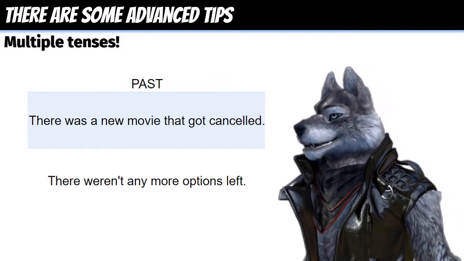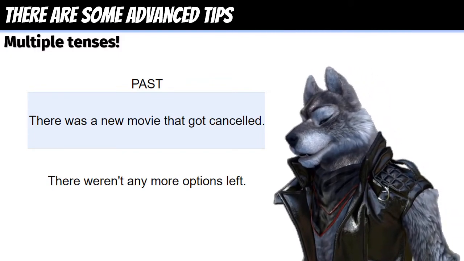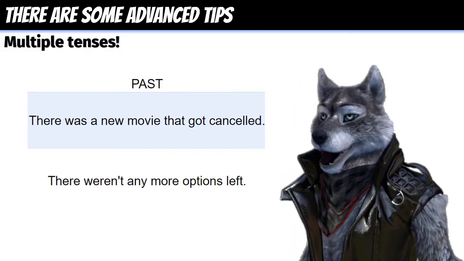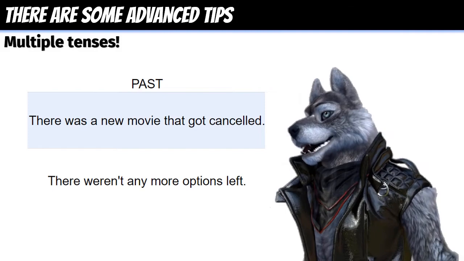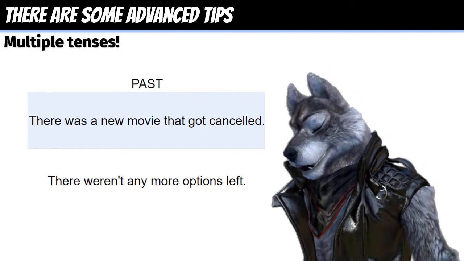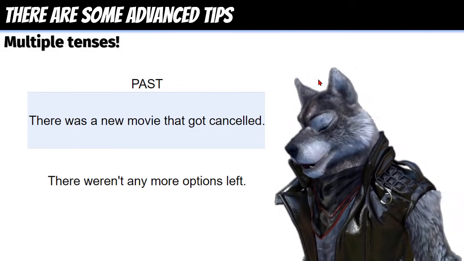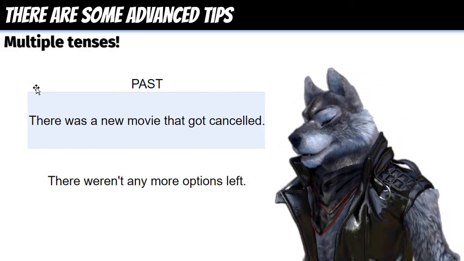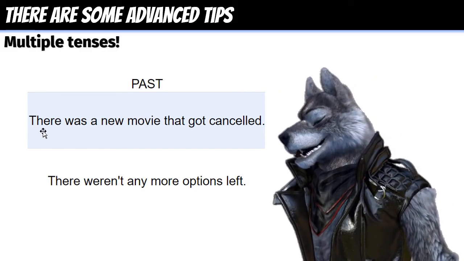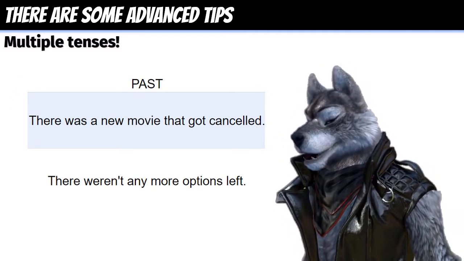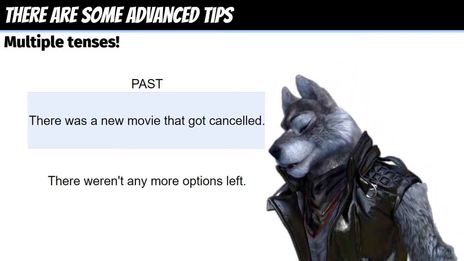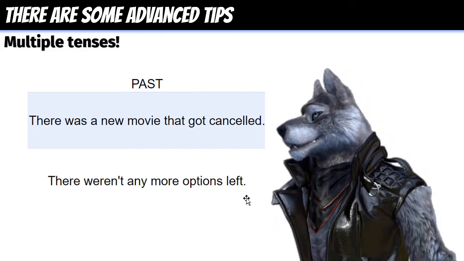The most advanced tip that we have is that there is and there are exist in all the tenses. But the changes are going to be focused on the verb to be. So for the past, we're not going to say there is or there are. If something is not there anymore, you can say there was. There was a new movie that got cancelled. That means that at this moment, there isn't any movie. There weren't any more options left.